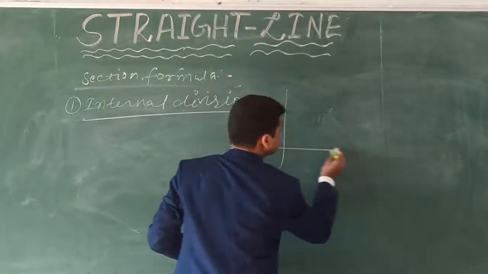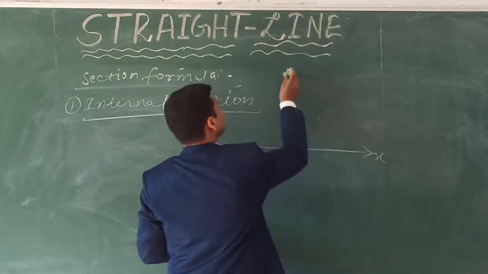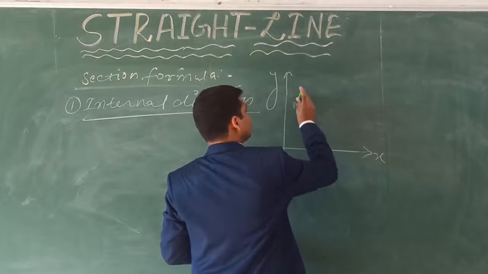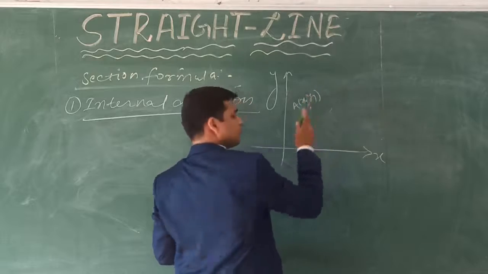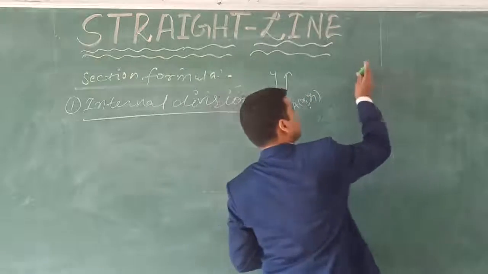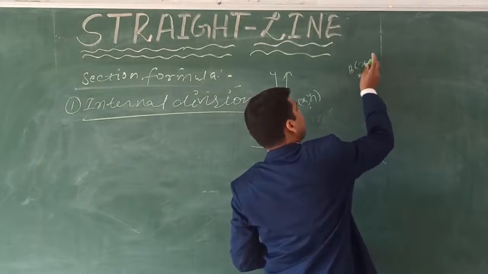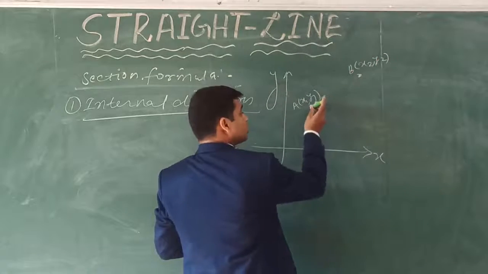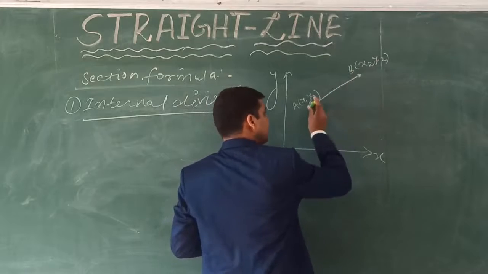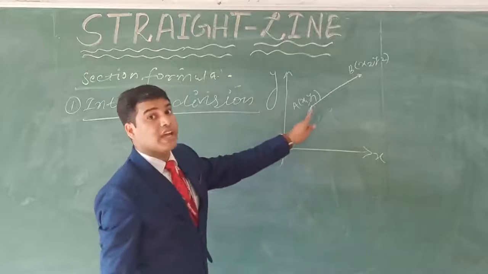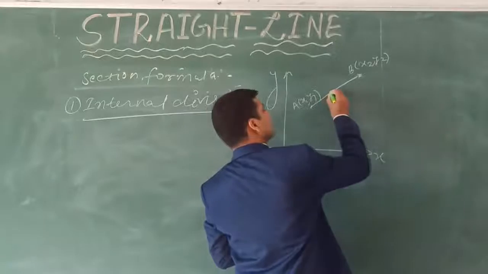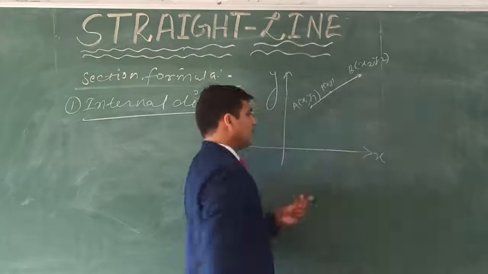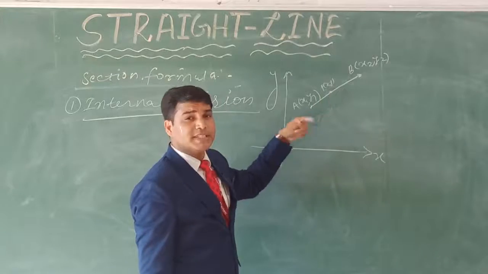Again, we know that this one is the x-axis, this is the y-axis, and I am going to consider a point here, A. What is the coordinate of this? x1 comma y1. This is point B. What is the coordinate of this? x2 comma y2. Now I am going to join this line AB, and this line is divided in the ratio m:n. Suppose point P is here. What is its coordinate? x comma y. This line AB is divided in which ratio?